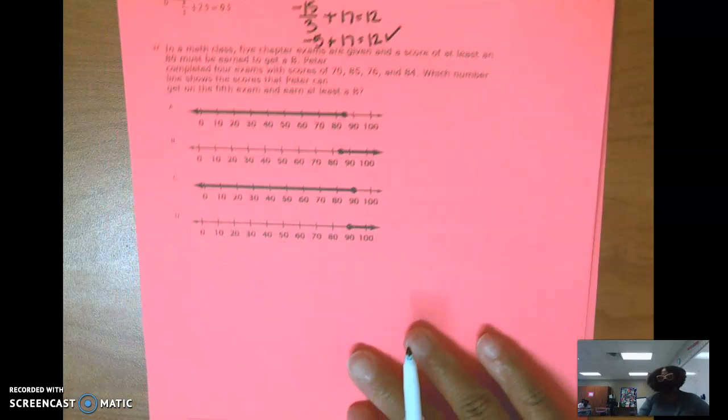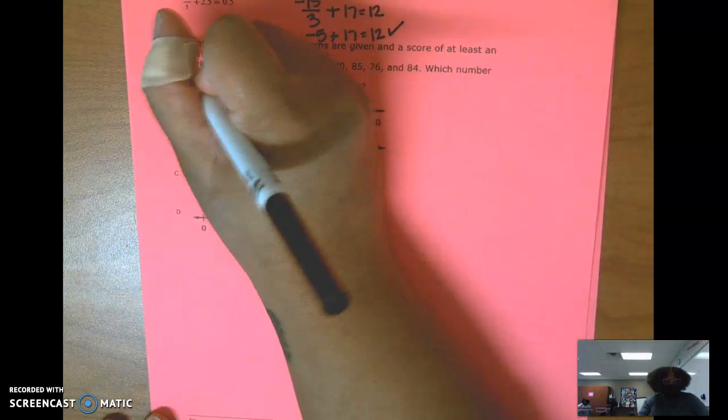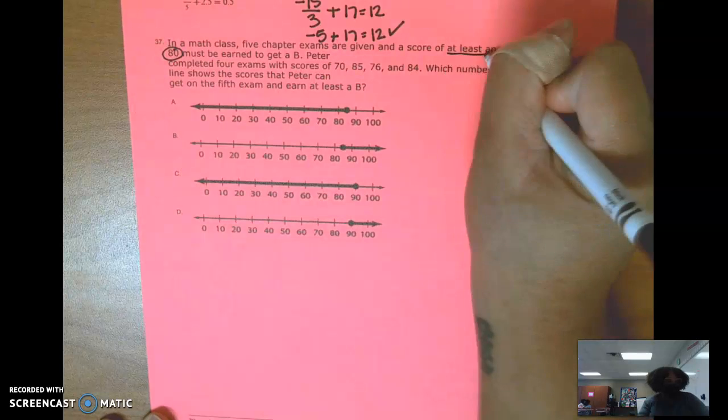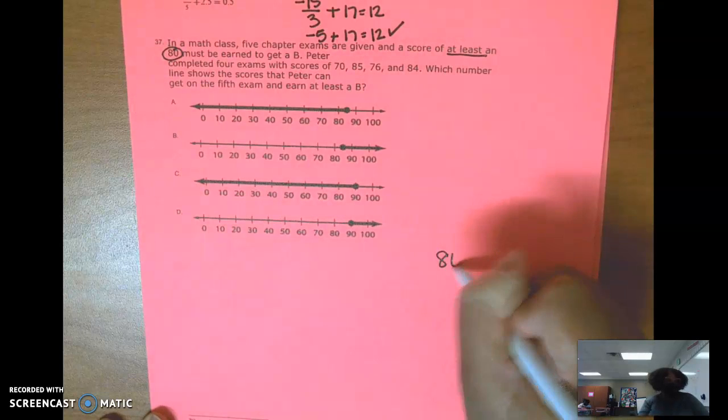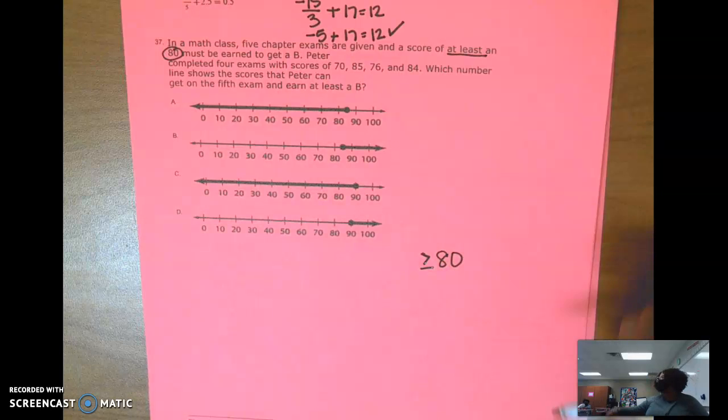37. In math class, 5 chapter exams are given and a score of at least an 80 must be earned to get a B. What does at least 80 mean? Greater than or equal to. So if I get a 90, is that a good thing? Yes. If I get a 78, is that a good thing? No.